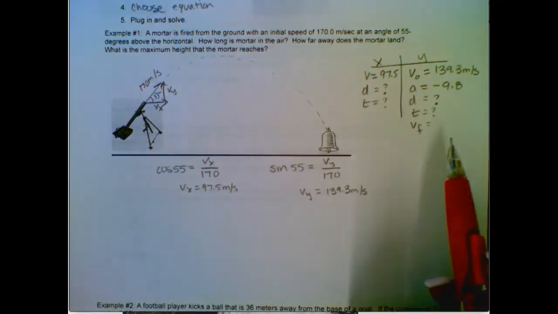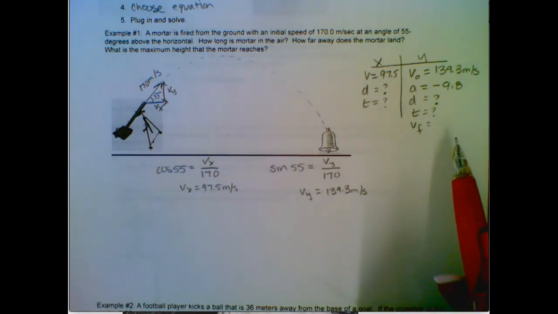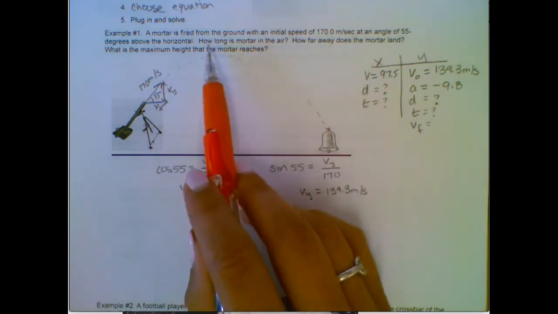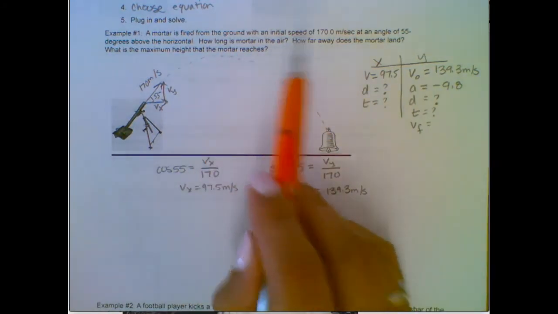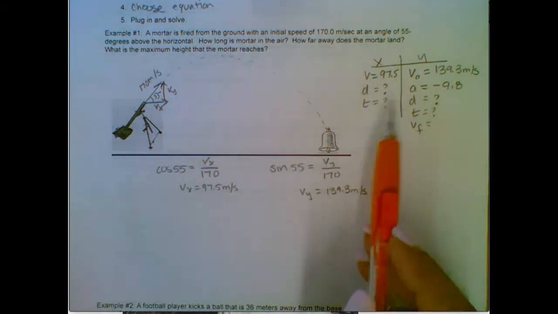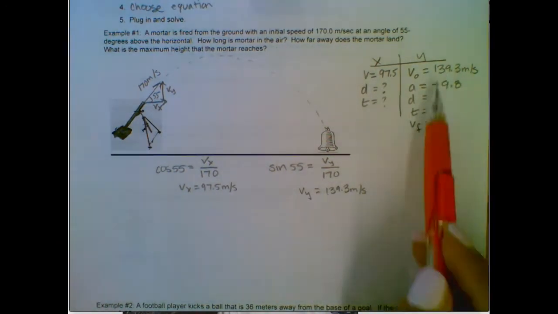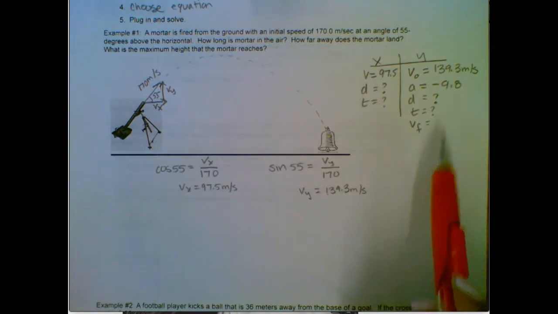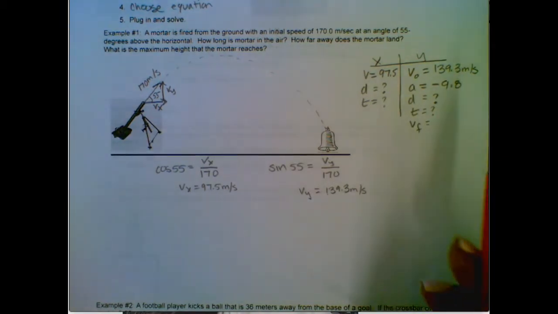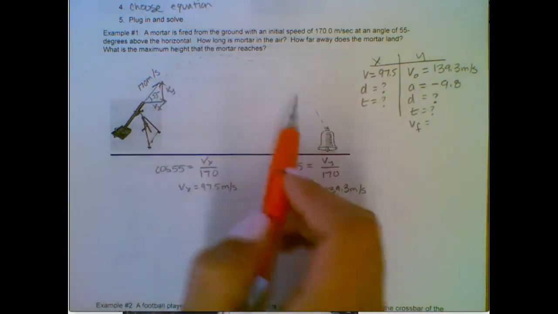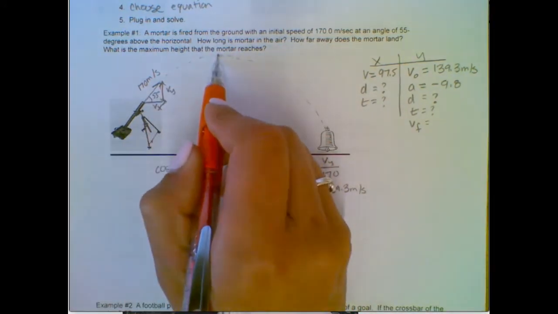So we filled in our charts as much as we can at this point, and this is where these problems get a little bit tricky. So the first question is, how long is the mortar in the air? In order to figure that out, we're kind of lost here. We don't have enough information on this side, and we don't have enough information on this side quite yet to solve for anything. So we're going to have to think about this projectile as it flies across the air here.